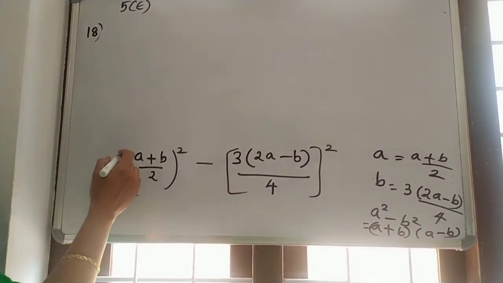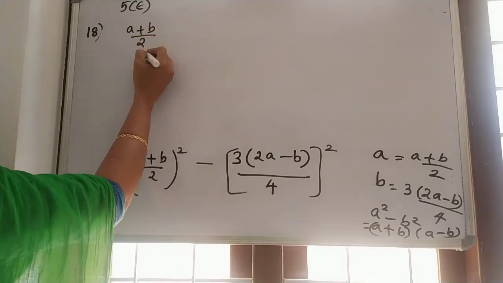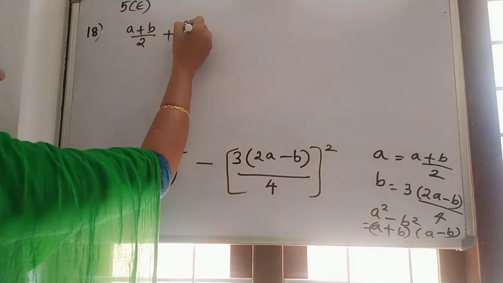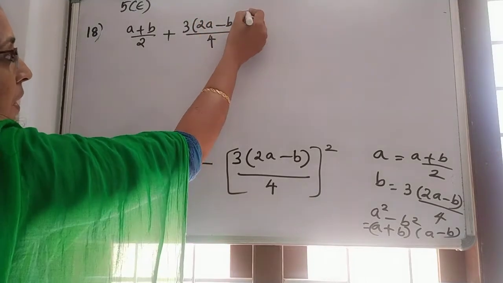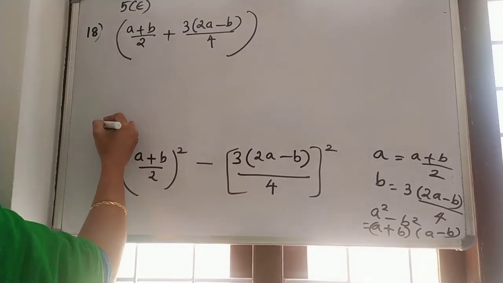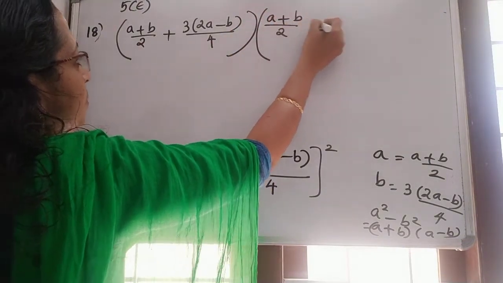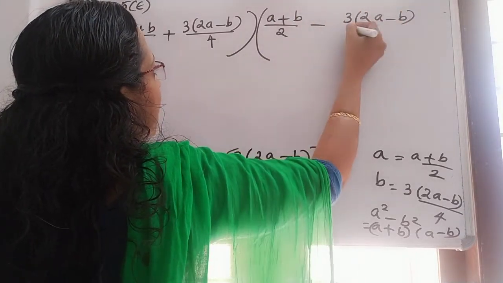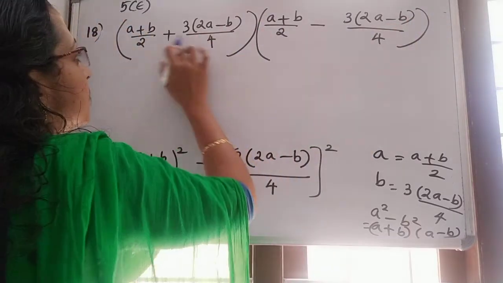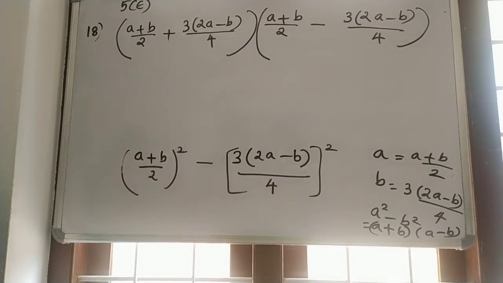So how can we write this? A plus b. So a is what? A plus b by 2, plus 3 into 2a minus b by 4, into a minus b. A minus b means a plus b by 2 minus of 3 into 2a minus b by 4. Okay. So simplify that taking LCM.